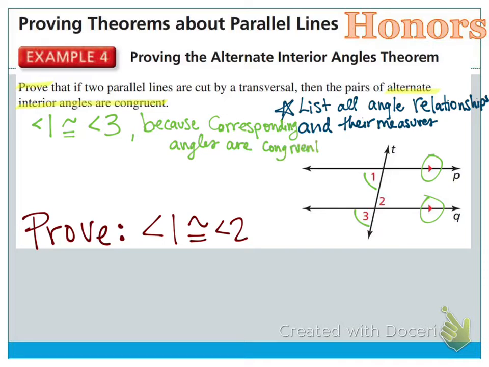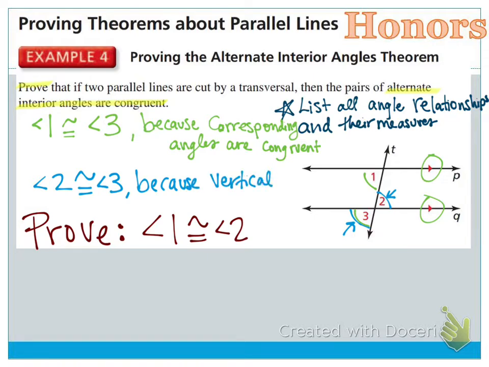All right, what other angle relationship is there in this picture? We have 1 and 3 and 1 and 2. Angle 2 and angle 3, what do we know about angle 2 and angle 3? They're vertical, which means they are congruent. So we know that angle 2 is congruent to angle 3. And our reason is because vertical angles are congruent. So essentially you just showed the transitive property.